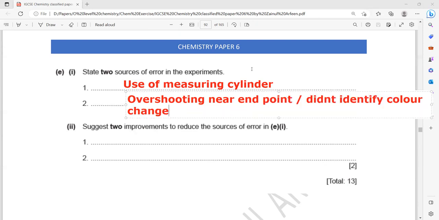Because in these experiments, what usually happens when we are carrying out a titration with the burette, we open the tap. So what might happen is, instead of adding drop by drop when the color is getting lighter, paler, the student just opens the tap for a longer period of time. So that will be overshooting.